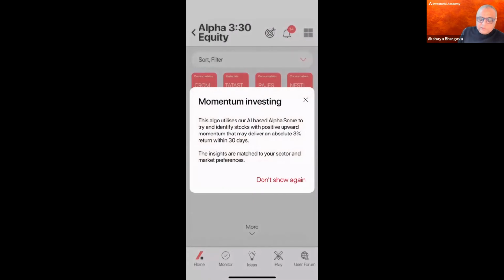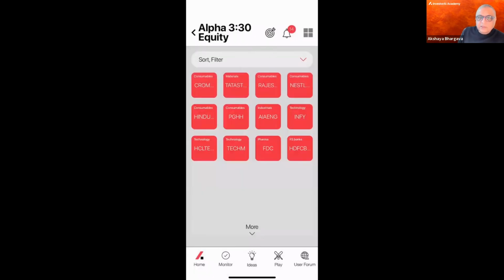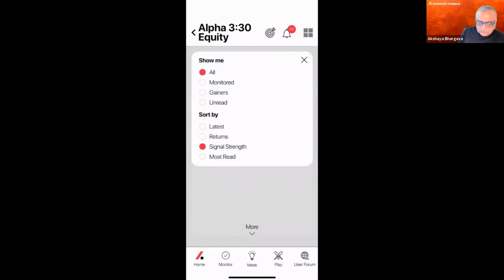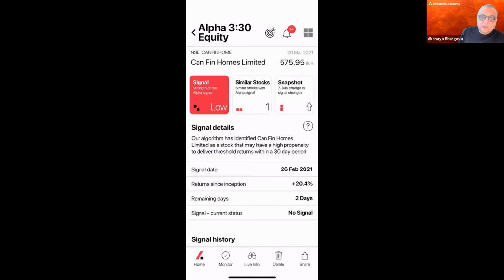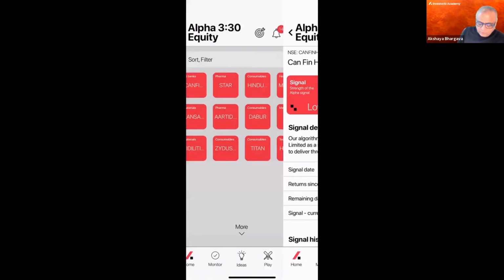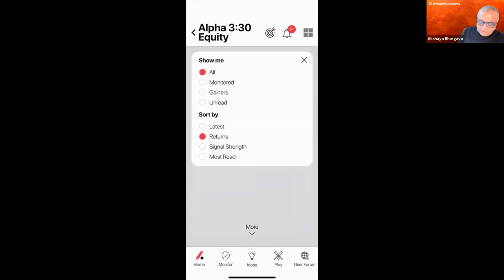Let me go to Alpha 330, which is another very important algo. This is momentum investing. And like I said earlier, this targets 3% return in 30 days. So again, same sort filter logic. If I choose returns, I will see the good performing ideas. So this is Canfin Homes. It was generated on 26th of February. So it's a 1 month algo. It's got 2 more days to run. We keep it open for 30 days. It's already delivered 20%. So thank you. Great stock, but it's too late now. I should have bought earlier.